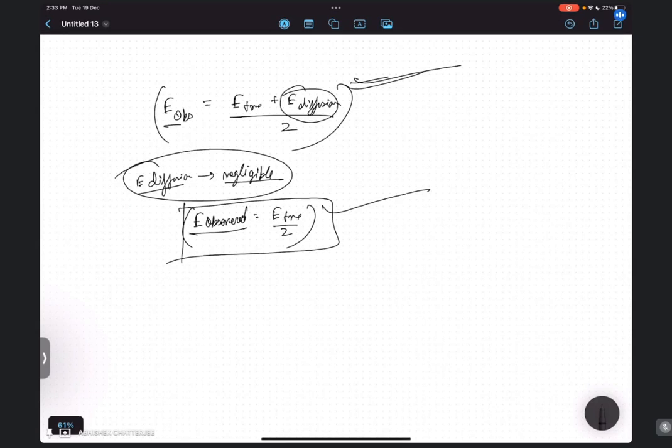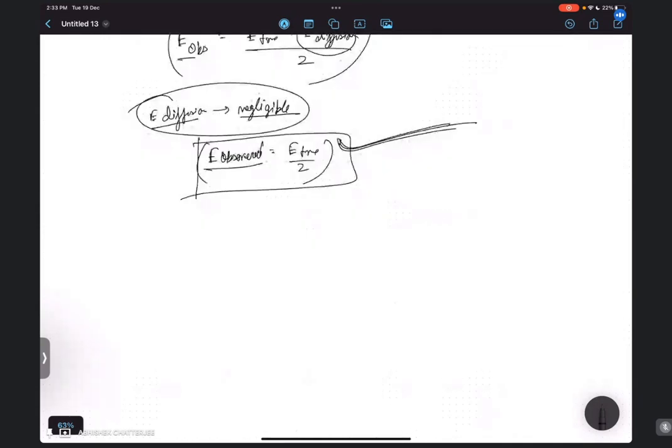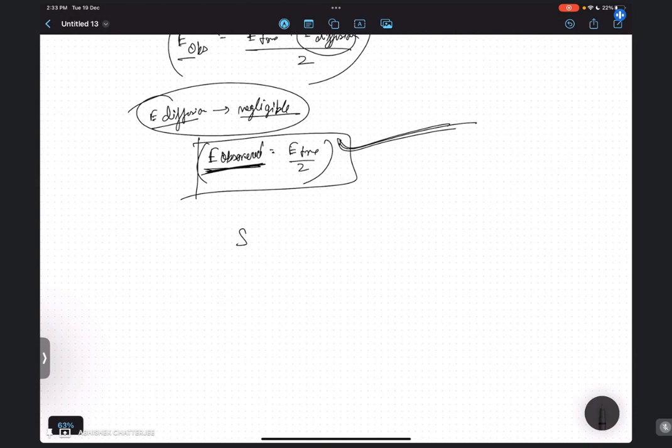क्या बोल रहे हैं, समझ में आ रहा है? If E diffusion is mentioned in the question, then you move forward with this formula. If it is not mentioned, you move forward with this formula. Okay. Now see, what this actually means is that the activation energy that is observed is equal to the actual activation energy divided by 2. That means what is happening, are you getting it?